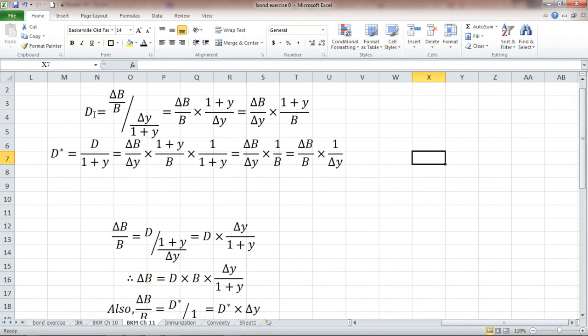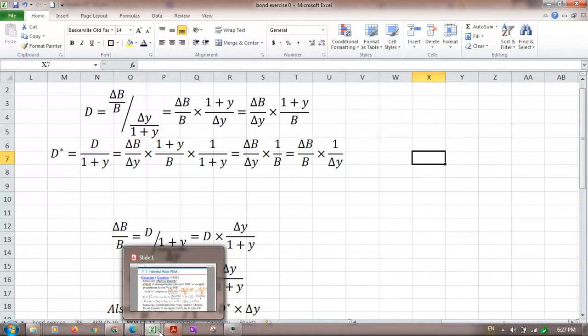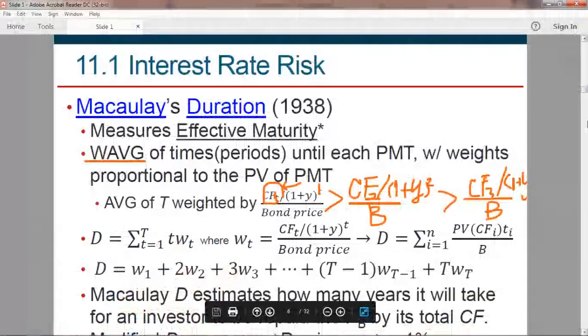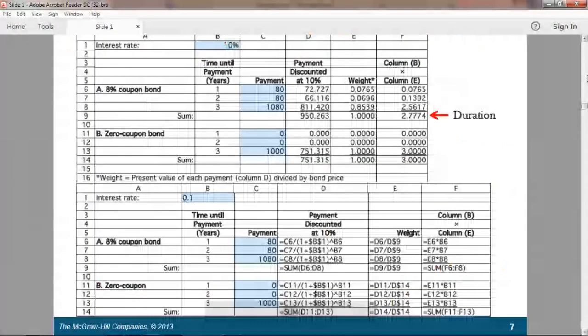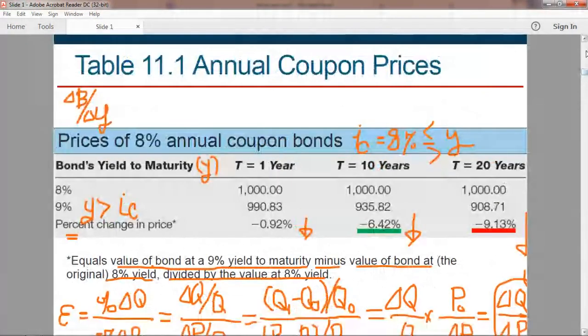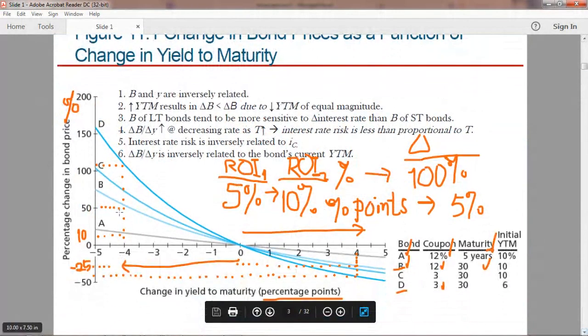Now, so basically that's duration. So duration is the sensitivity. And why are we talking about the sensitivity? Because we know the change in bond price, as we talked about in the last class, when interest rate changes is actually a curve, right? A convex curve, convexity, right? There's a convexity.